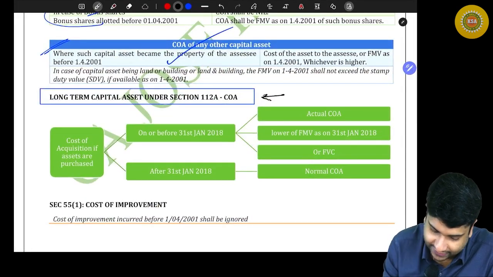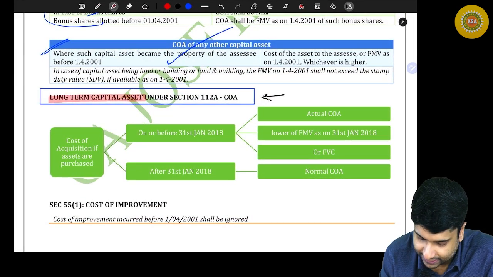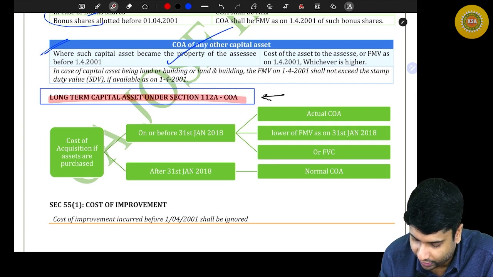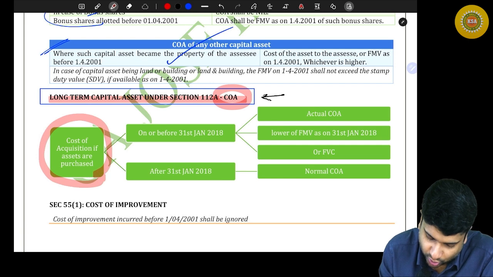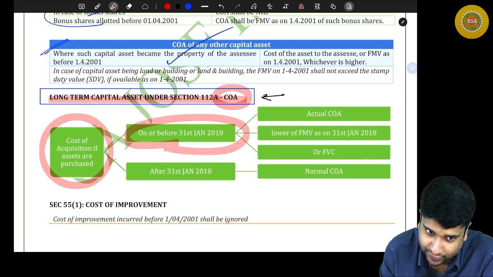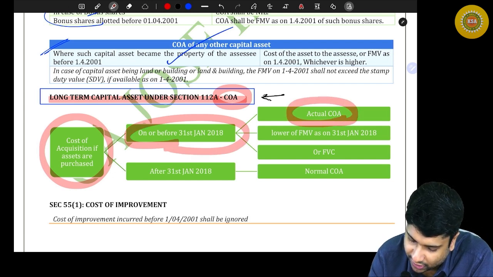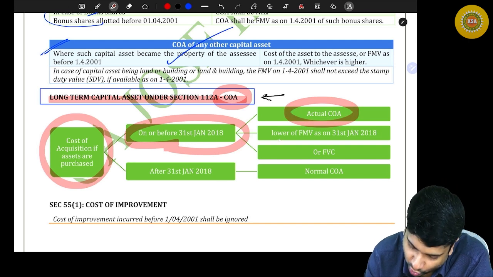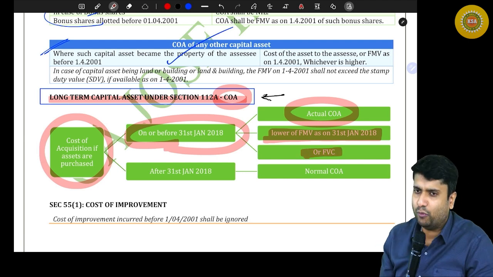Before that, let's read the theory. Can you read the heading? Long-term capital asset under section 112A, its cost of acquisition. So, read the first box. Cost of acquisition: if assets are purchased on or before 31st January 2018, you take either the actual cost of acquisition or the lower of fair market value as on 31st January 2018 or full value consideration. What do you mean by this?